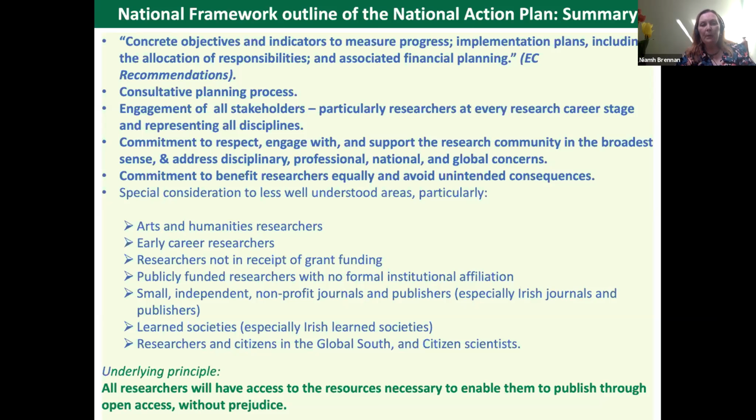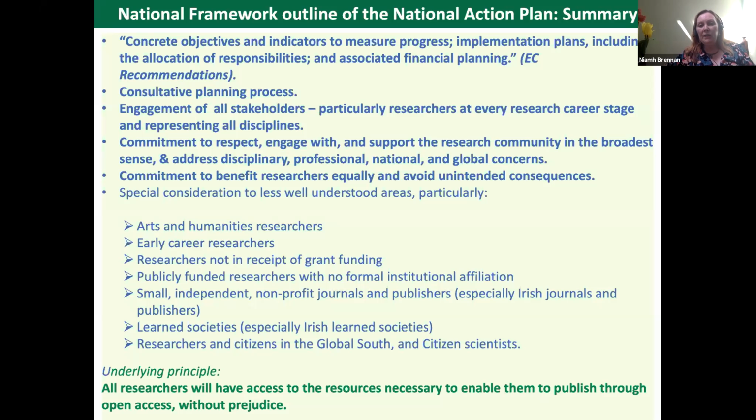This underlying principle was inserted, and we wrote a preamble, which you can have a look at online, that sees that there's a commitment to a consultative planning process in Ireland that's going to take place over the next period of time, that has committed to the engagement of all of the stakeholders, particularly researchers at every career stage, representing all disciplines. And there's this commitment to respect, engage with and support the research community, address disciplinary, professional, national and global concerns, to benefit researchers equally, and this is really important, avoid unintended consequences, the butterfly effect. That thing where you have that little butterfly flapping its wings and something terrible happens somewhere else.